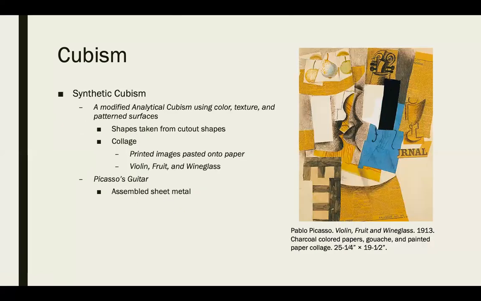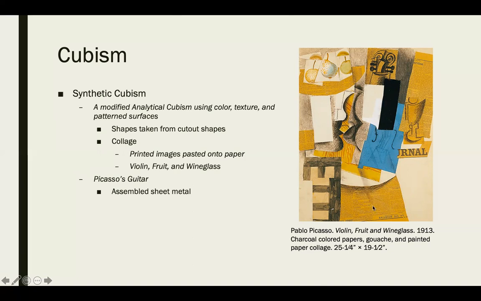Synthetic cubism is a modified analytical cubism using color, texture, and pattern surfaces. Really, I would just say this is a fancy word for what collage is today. It's when shapes are taken from cutout shapes and then they're collaged, and printed images onto paper. This is Violin, Fruit, and Wine Glass. Although we're seeing these different things individually from different angles, they're arranged into this space.